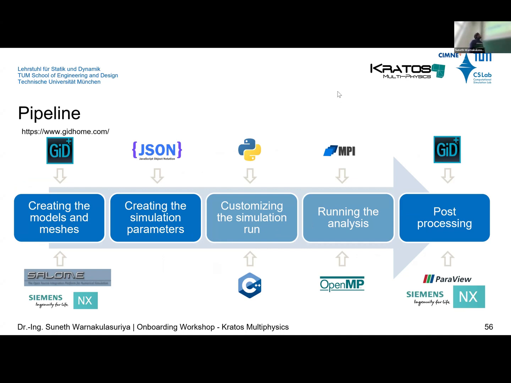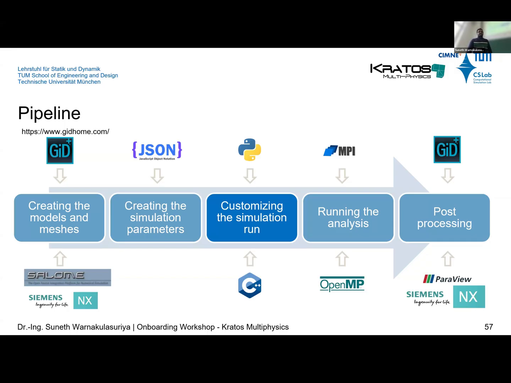So we were talking about until now these three steps: creating the mesh, creating simulation parameters, and post-processing, a little bit of running. Now, what we will be looking at is basically customizing simulation run. How? So as you know, we can do Python or C++.